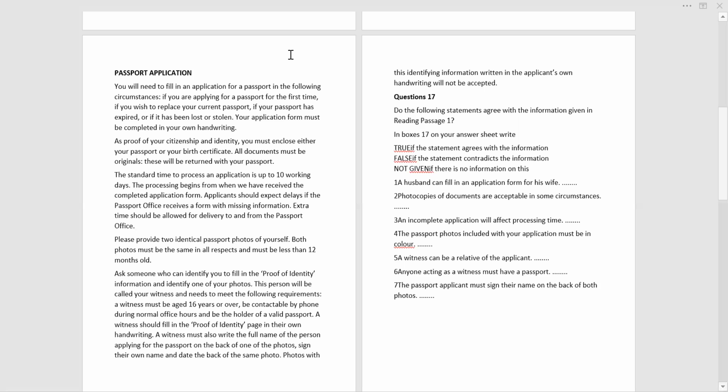The fifth one: a witness can be a relative of the applicant. Guys, first of all, you don't have to assume things here. Maybe you know the regular routine passport process, the reference process of the passport, the photos process of the passport, but you are not using your own knowledge or assumptions here. You are only looking at the text given, and according to that, you are picking up your answer. Any assumption or any knowledge used by yourself, not in regard to the text given, your answer will be wrong.